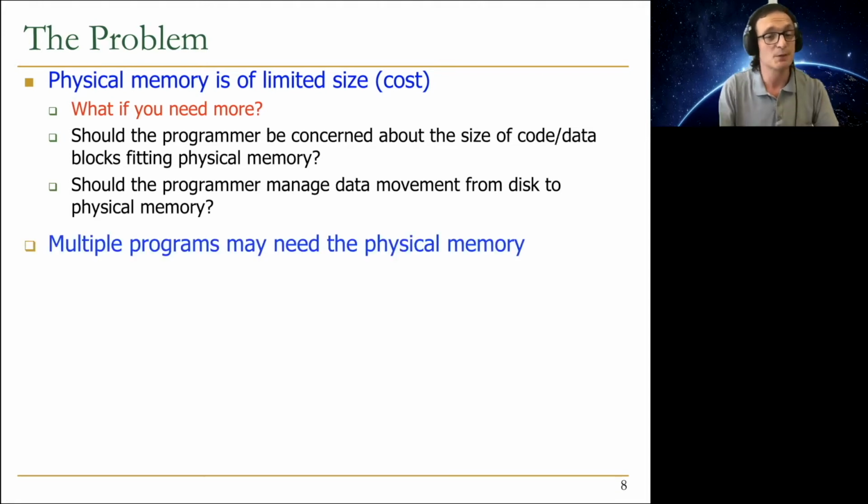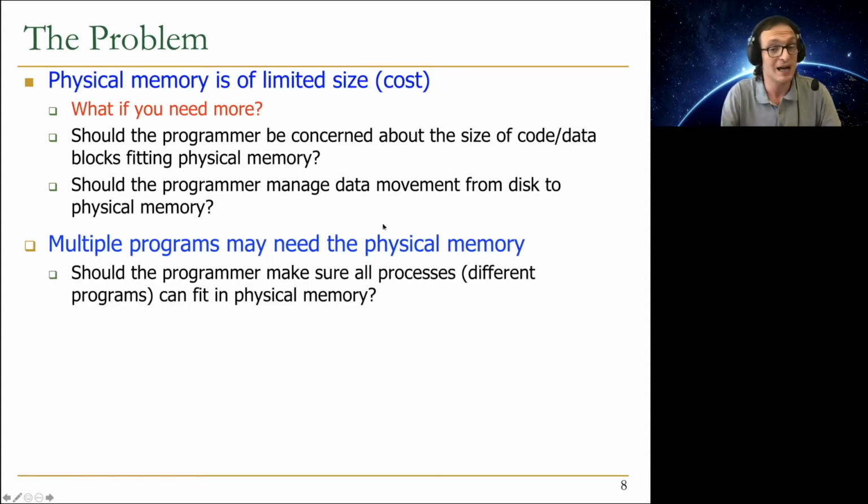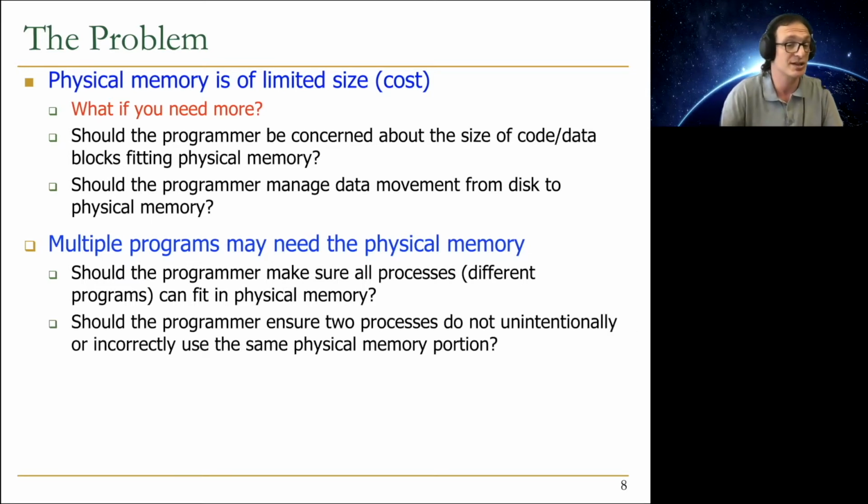On top of this, multiple programs may need the physical memory concurrently at the same time. Should the programmer make sure all processes, meaning different programs, can fit in physical memory? How do you even do that? Because the processes may not belong to a single programmer, right? The processes may belong to different people that are sharing the machine. And this is not an easy task. This is also one of the reasons why early operating systems were developed to distinguish between different processes and schedule them, deschedule them, etc. And virtual memory was a synergistic idea to provide protection and isolation between these different processes, and also enable the fitting of these different processes into physical memory.